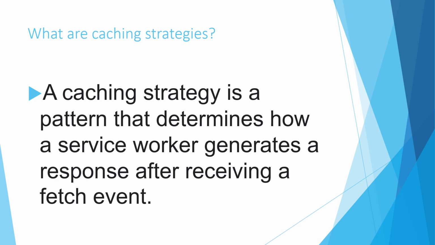When service workers were first introduced, during this time a set of common caching strategies emerged. Caching strategies came in with the idea to improve caching in such a way that it meets the business need of the application. A caching strategy is a pattern that determines how a service worker generates a response after receiving a fetch event. To put this in simple words, it means how the service worker will treat cache and network requests considered together.